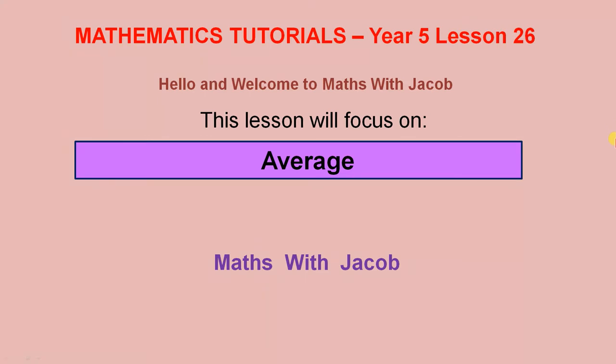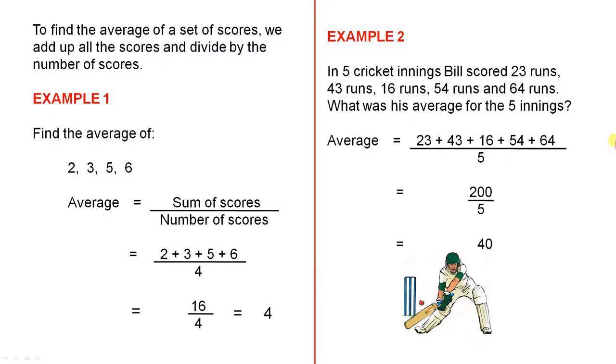This lesson will focus on average. To find the average of a set of scores, we add up all the scores and divide by the number of scores. So for example 1, find the average of 2, 3, 5 and 6.